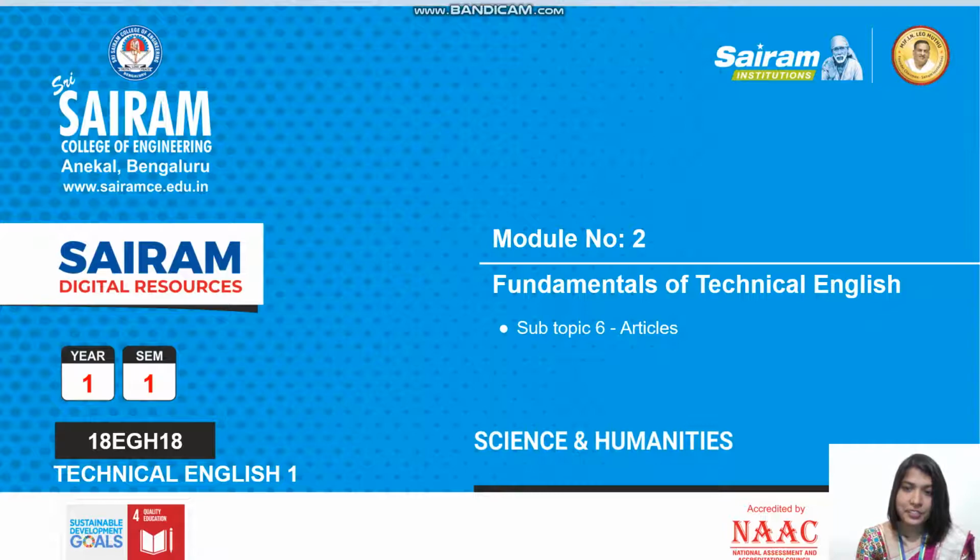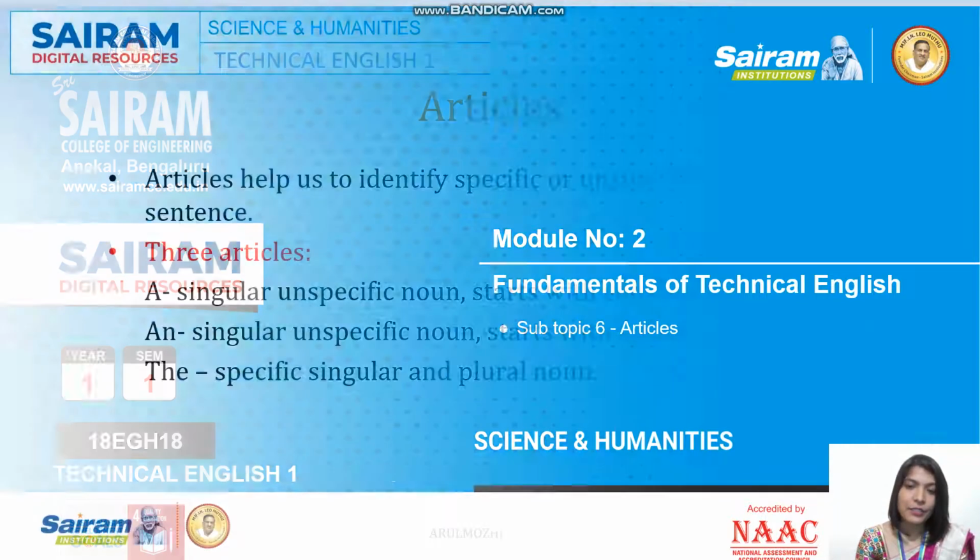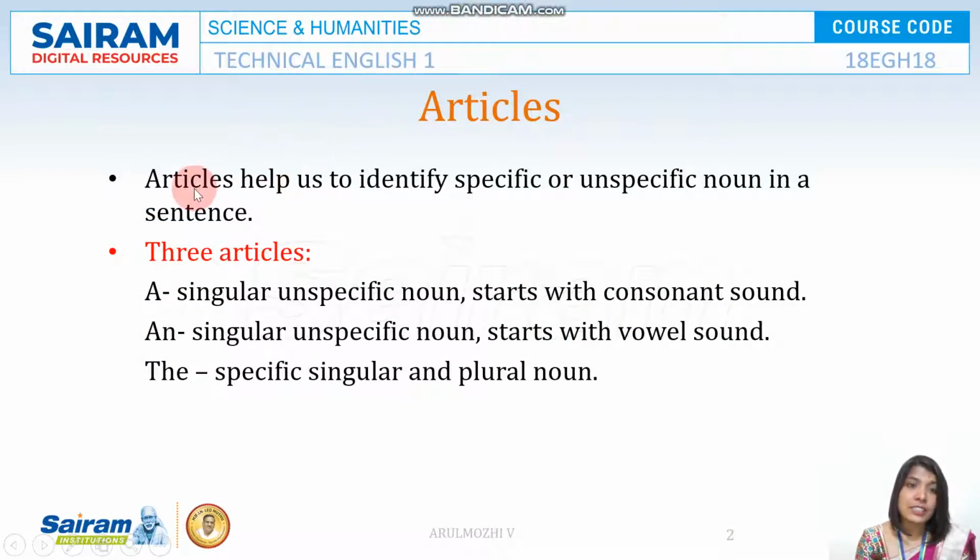Today we are going to see articles. What are articles? Articles help us to identify specific or unspecific nouns in a sentence. There are three articles. They are a, an, and the.